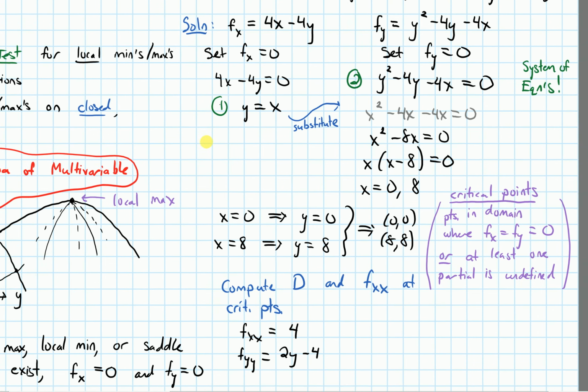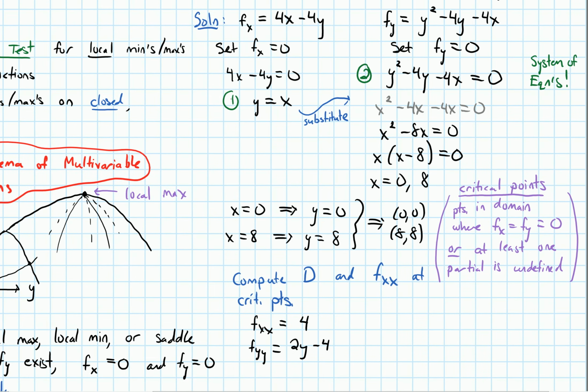All right, and then for the Hessian, I also need to know fxy. So I look at fx, which is 4x minus 4y. And now I'm going to take the partial of that with respect to y, which will just give me negative 4.